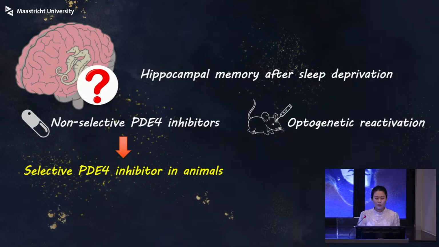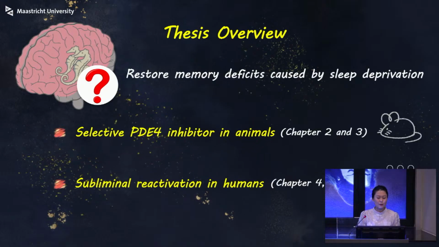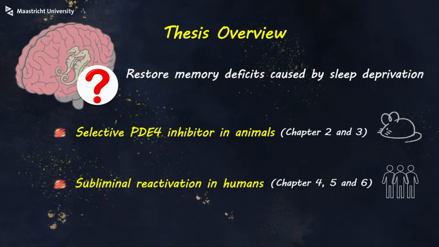Second, we already know optogenetic reactivation is a useful method, but we cannot use this method in humans. So we tested an alternative approach, that is subliminal reactivation in humans. The aim of my thesis is to find ways to restore memory deficits caused by sleep deprivation. The first, test the function of selective PDE4 inhibitors in animals, covered in Chapters 2 and 3. Second, test whether subliminal reactivation can bring back lost memories in humans, covered in Chapters 4, 5, and 6.